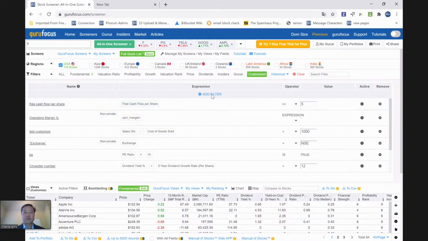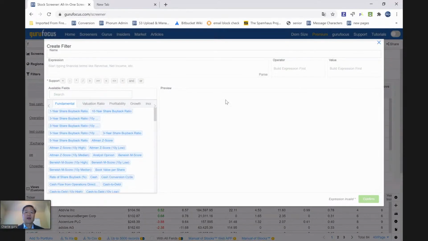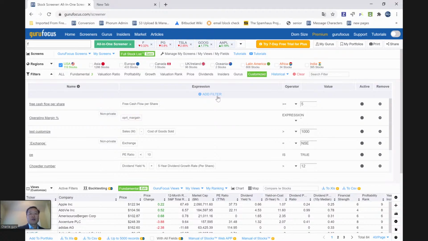You can customize the filter. You can add a customized filter to create your own customized filter. And in this way, you will be able to filter it. Okay, that's a parameter. Now some questions.